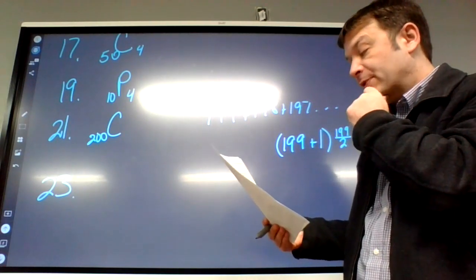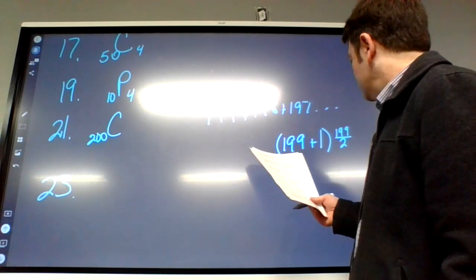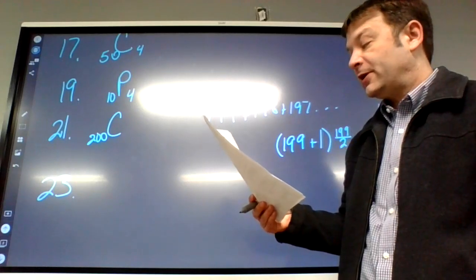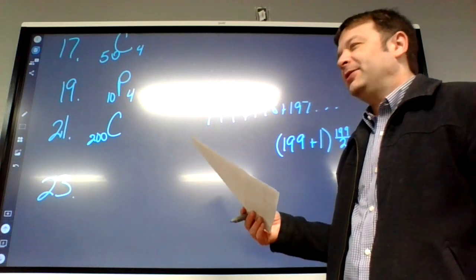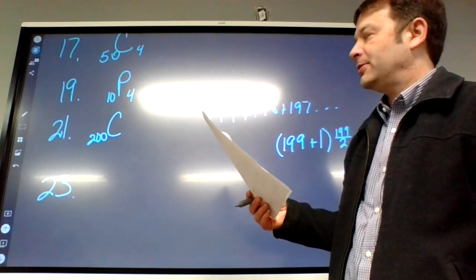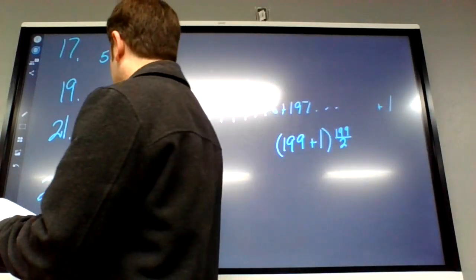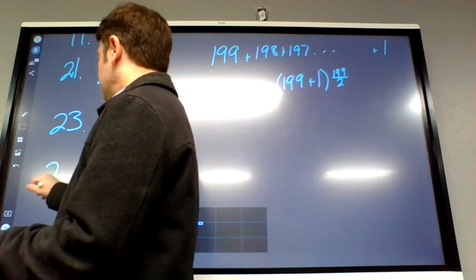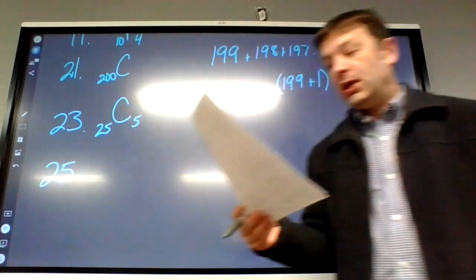A group of 25 people are going to run a race. The top 5 finishers advance to the finals. So does the order matter if 5 people get to go on to the finals? No. So that would be a combination, 25 choosing 5. Okay.